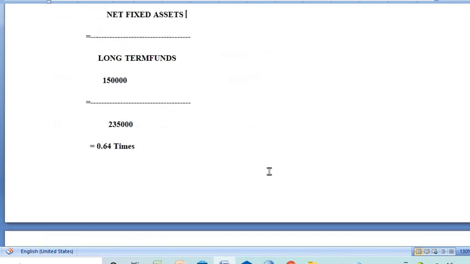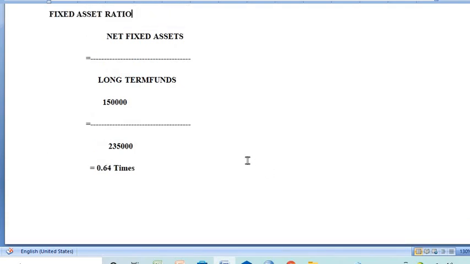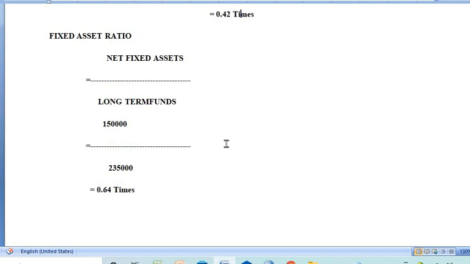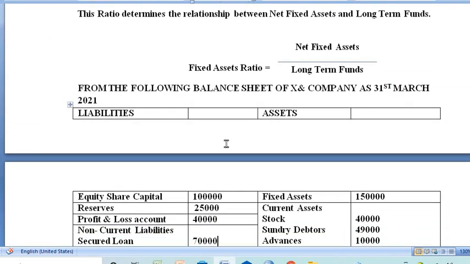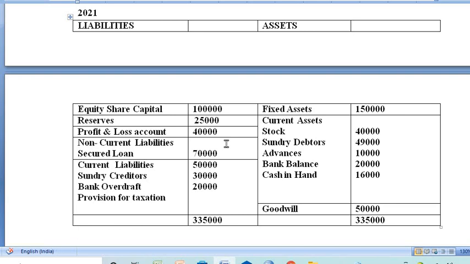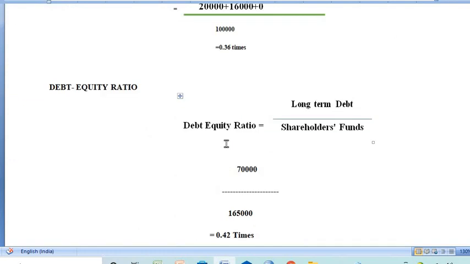The next one I am going to compute is the fixed asset ratio. We compute it using the formula net fixed asset divided by long term fund. Here we consider the net fixed asset from the asset side of the balance sheet. They have directly given a fixed asset of 1,50,000. No depreciation is given, so whatever value of fixed asset is given here, I am assuming it as the net fixed asset. So net fixed asset is 1,50,000.